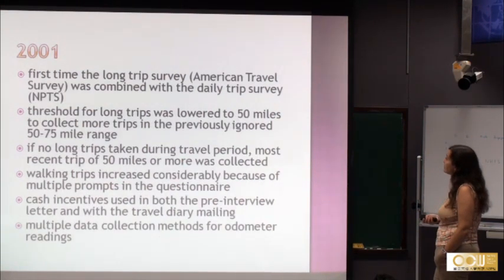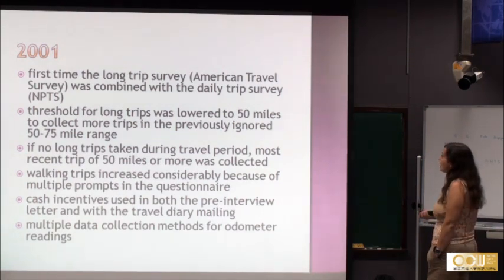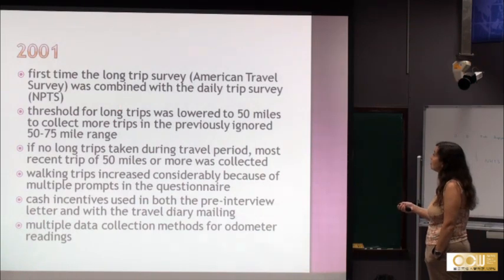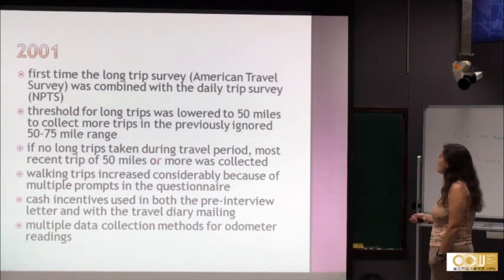This is 95, 2001. This is when the long trip survey was combined. So we had the data about long trip surveys combined with daily trips. We are not doing this anymore. The threshold for long trips, you see, is just 50 miles. So this definition is strange, but anyway, that's what they did at the time. Walking trips were increased considerably because of the multiple prompts in the questionnaire. Cash incentive was both used in pre-interviewing and when the travel diary was mailed back, and there were multiple data collection methods for odometer deliveries.